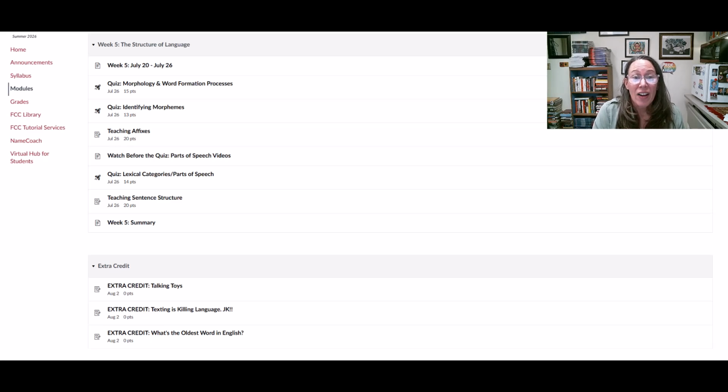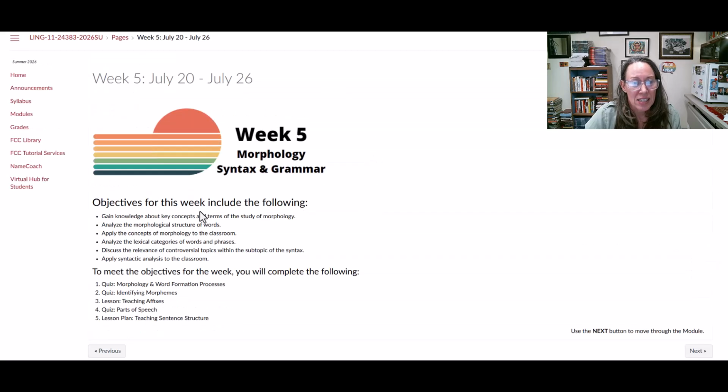Okay, week 5. This is the second to the last week, second to the last module. So last week we looked at sounds. This week we're looking at structure. So words, the structure of words, and the structure of sentences. So let's go ahead and take a look. This week we do not have a discussion. So we've got 3 quizzes and then lesson assignments.